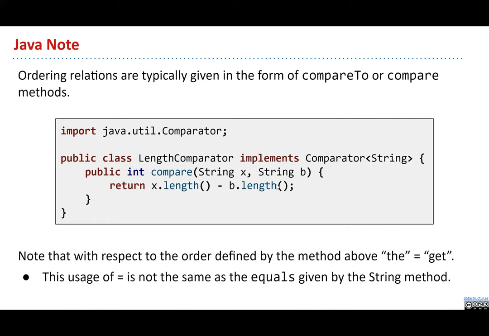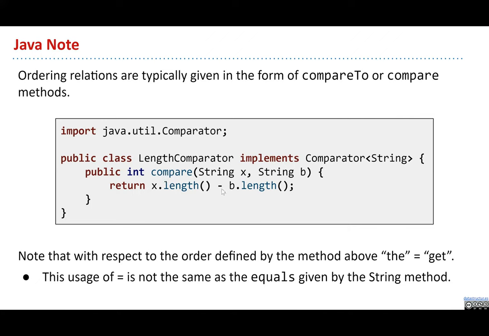Give me an example. I feel like I stumbled over my words there a little. So to rescue this, in what sense are "the" and "get" not equal? Is it equal length, but in what sense are they not equal? Or in other words, if you call dot equals for these two strings, what should you get? False, because they're different words. However, dot compare will give you zero, okay?